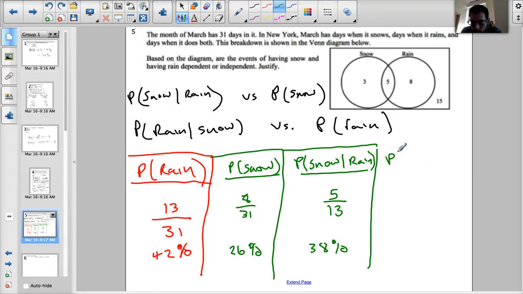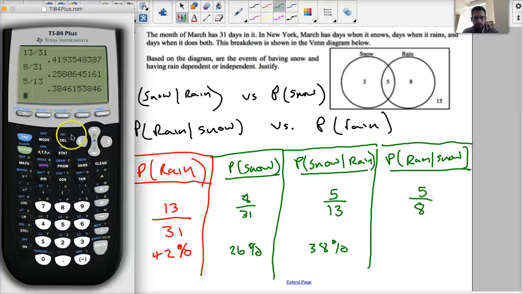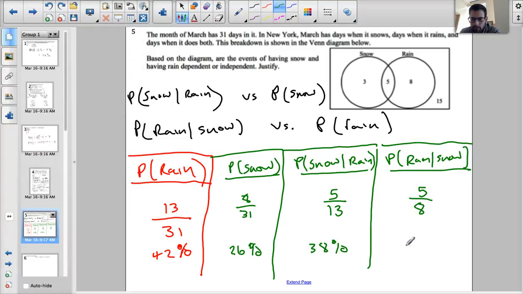And then there's the probability of rain given snow. Now I just care about the days when it snows. There are only 8 of them, and of those 8 days, it also rained on 5 of them. So that's clearly a majority of those days. 5 out of 8 is 0.625, or 63%, we'll say.